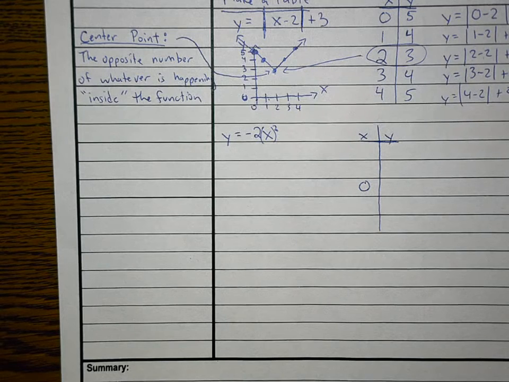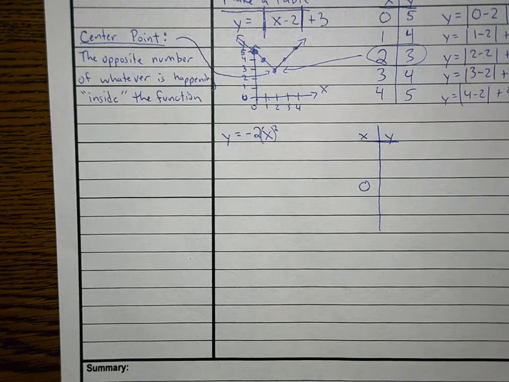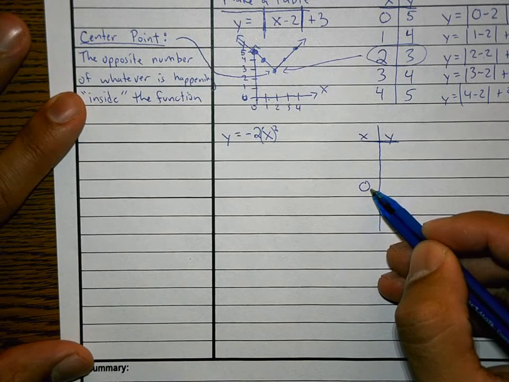It's how much money's in my pocket right now. 0. It represents how much money's in my pocket. Okay? This is your center number. So then what do?